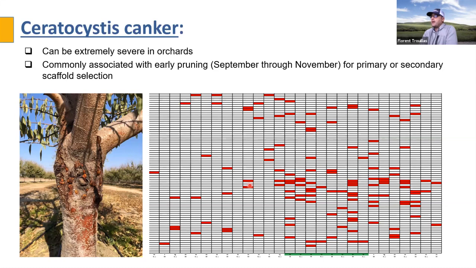So this disease actually can be quite severe. I just mentioned infection at pruning wounds. This is an illustration of one specific block near Merced County, where every cell here is a tree, and in red are all the trees infected with Ceratocystis canker. So this main canker disease of almond can be quite severe in some almond orchards.